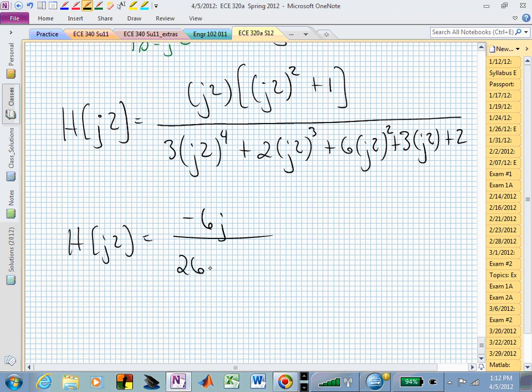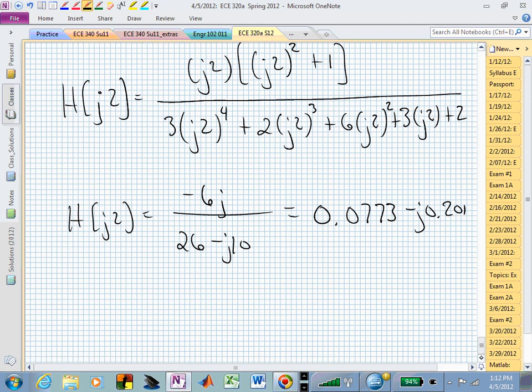The denominator is 26 minus j10, or it's 0.0773 minus j0.201. And maybe we actually want that in polar form.